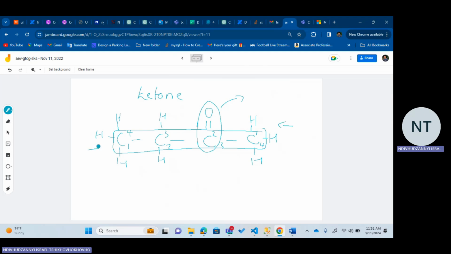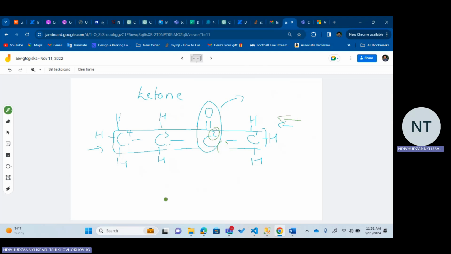So in the forward order, you can see that the double bond is in position 3. In the reverse order, the double bond is in position 2. So we'll choose this order. You can erase that one.